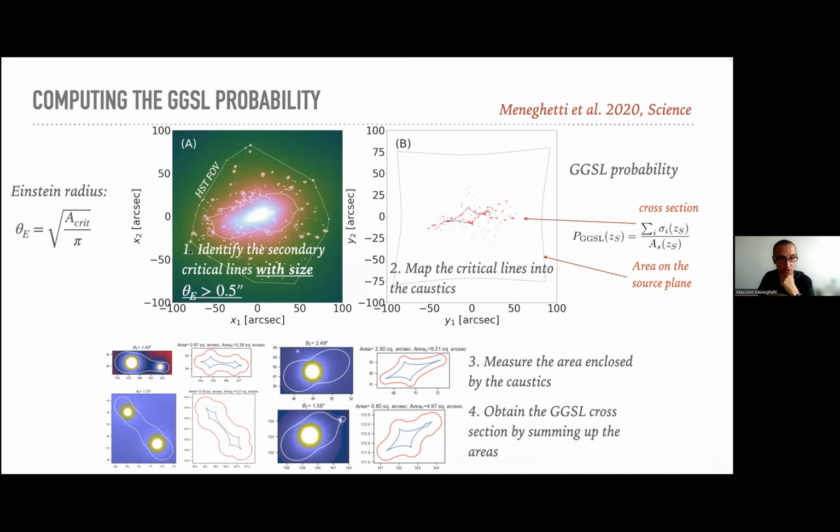So what we do is start from the mass distribution of the lens, either the observed one or the simulated one. And we identify all these critical lines, the secondary critical lines. We map them on the caustics, and we measure the sizes of the secondary caustics. And then if we measure this total cross-section in this way, and if we divide this cross-section by the total area, which is sampled by our observations, then we determine what is the probability for galaxy-galaxy strong lensing. And this is the metric I was talking about. This is the metric that we want to use to quantify essentially how the dark matter is distributed on these scales.